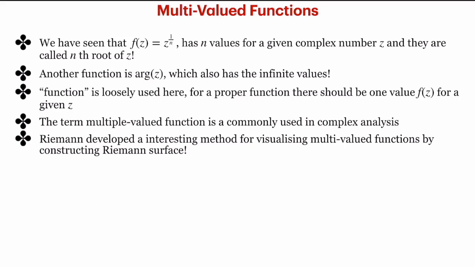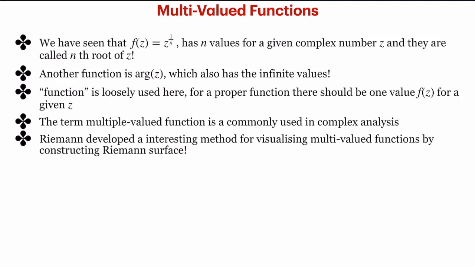We have seen that functions like z to the power n and z to the power half had two roots. Z to the power 1 by n would have n roots of a complex number z. So when you make this mapping, there are n values this function takes corresponding to every complex number z. So this is a multivariate function.